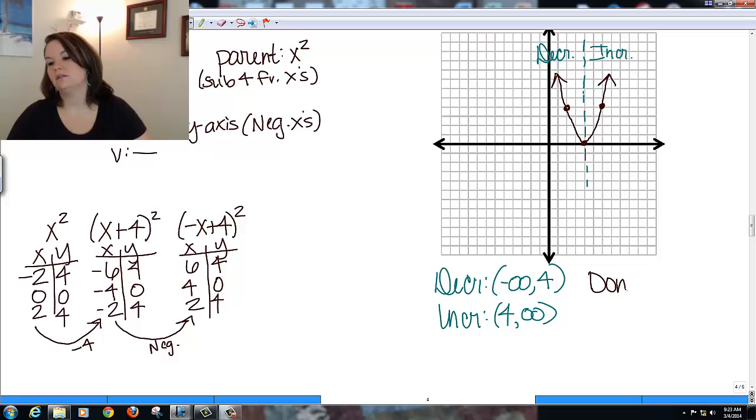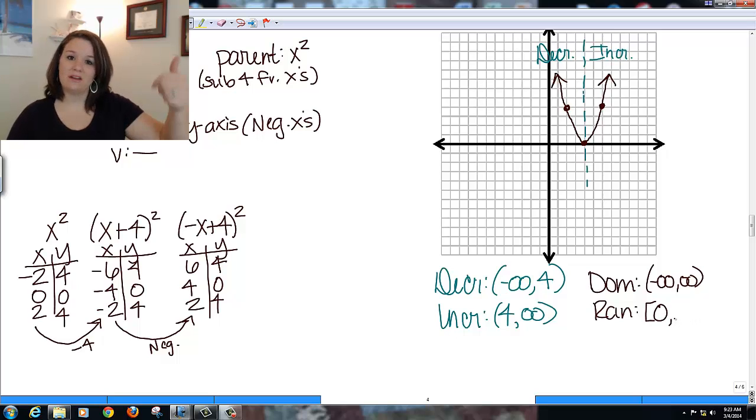My domain, this parabola is going to keep going left and right, so negative infinity to infinity. And my range, my lowest y value is at 0. I'm going to include it with a bracket. My highest y value, this parabola is going to keep going north, so positive infinity. Okay.